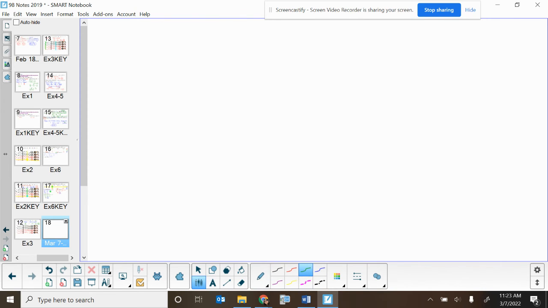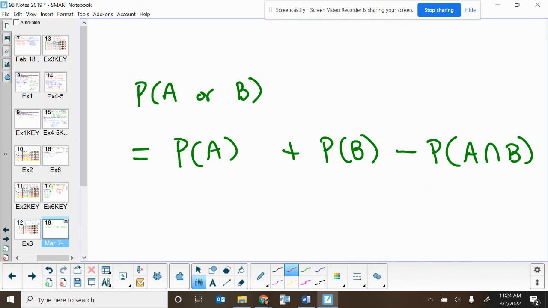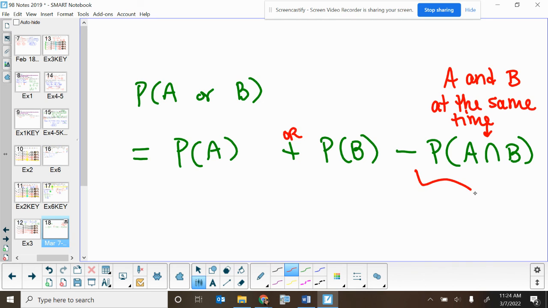So in a nutshell, the probability of A or B is going to be the probability of A plus the probability of B minus the probability of A and B. This part is because of the or. This means A and B at the same time, like it has the characteristics of A and B. And this thing is sometimes 0. And that is 9B in a nutshell.